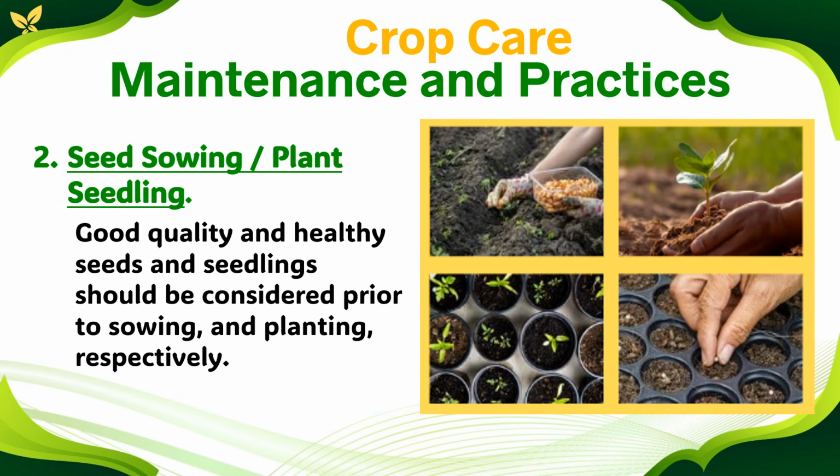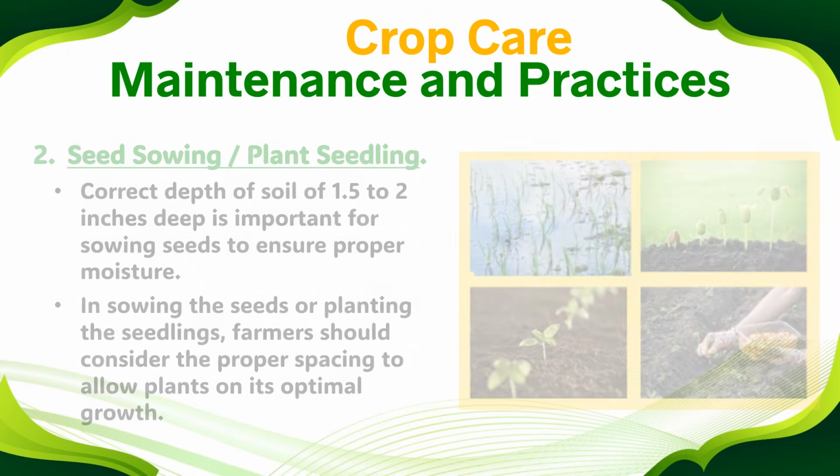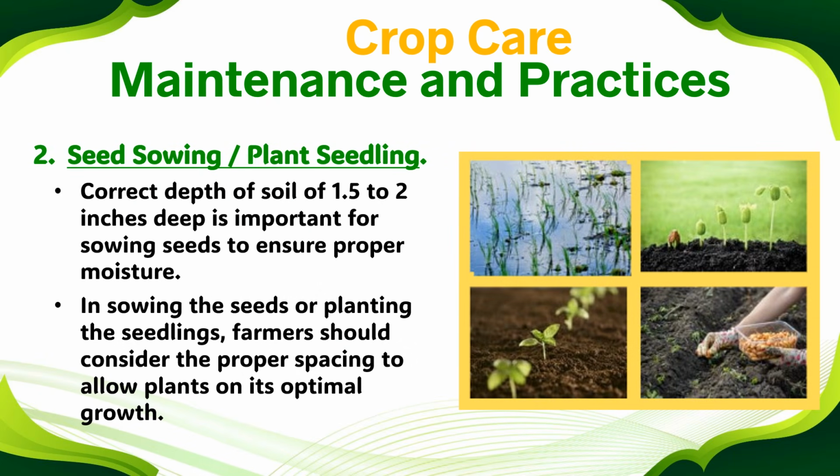Next is the seed sowing and plant seedling. Good quality and healthy seeds and seedlings should be considered prior to sowing and planting, respectively. In seed sowing, the correct soil depth of 1.5 to 2 inches is important for sowing seeds to ensure proper moisture. In sowing the seeds or planting the seedlings, farmers should consider the proper spacing to allow plants optimal growth.